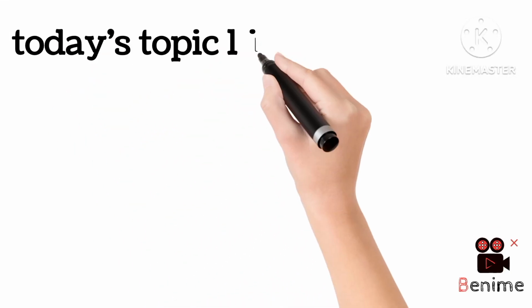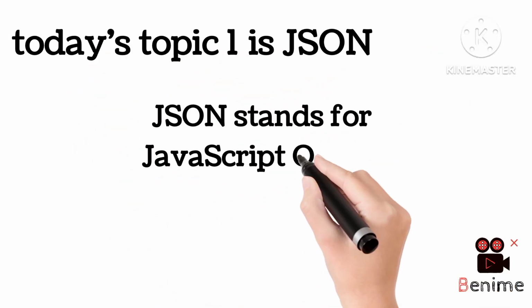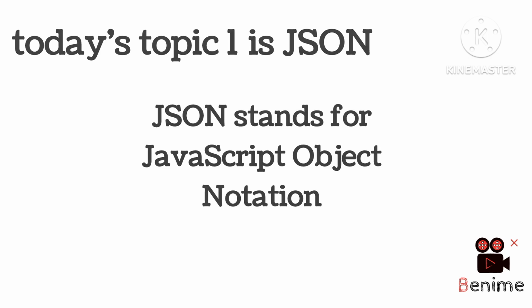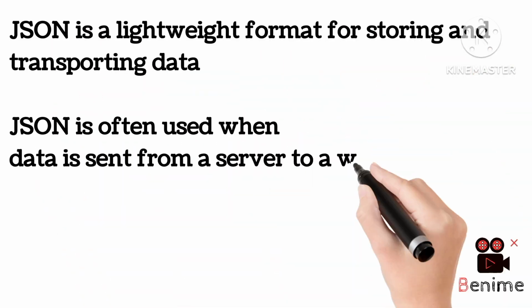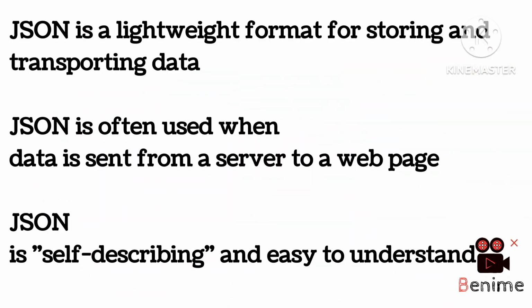Hello guys, today's topic number 1 is JSON. JSON stands for JavaScript Object Notation. What is JSON? JSON is a lightweight format for storing and transporting data. JSON is often used when data is sent from a server to a web page. JSON is self-describing and easy to understand.